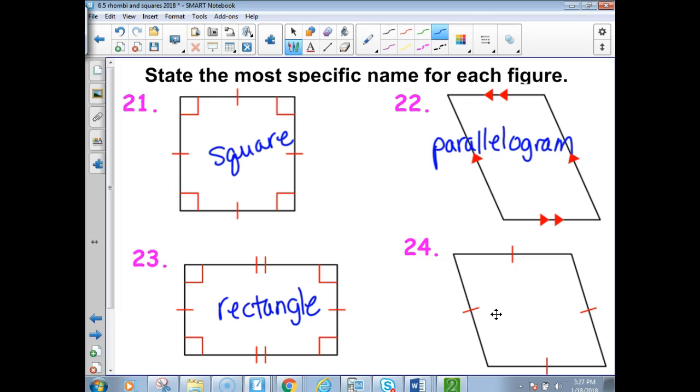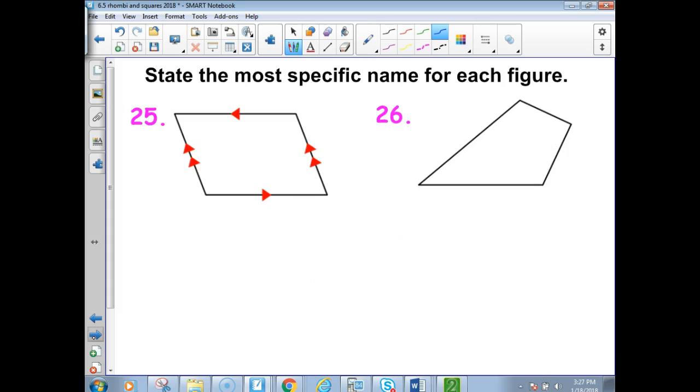This one is a parallelogram, but what's a better name? 4 equal sides, rhombus. Doesn't have to be a square. The most specific name for this one? All I see is parallel sides. So parallelogram. And then 26, that's all you can call it. It's got 4 sides. You can't even call it a kite, though it looks kind of like one. But we haven't discussed kites. Quadrilateral is the best you can do on that one. It's not a kite because this piece isn't equal to that piece.